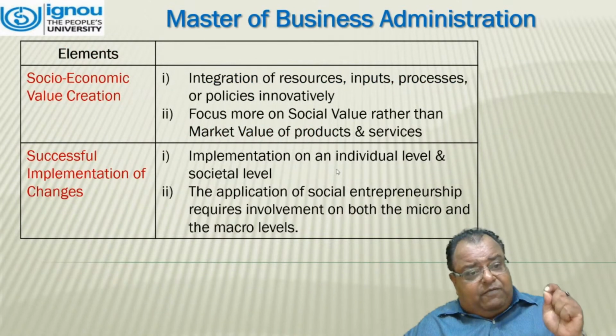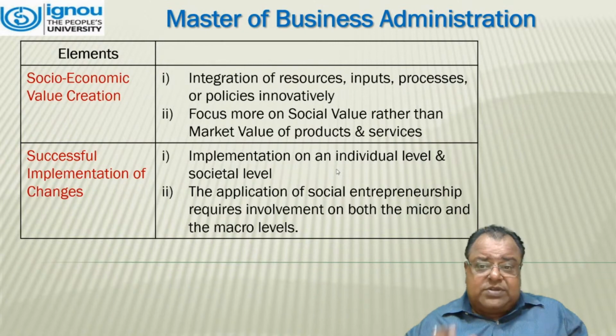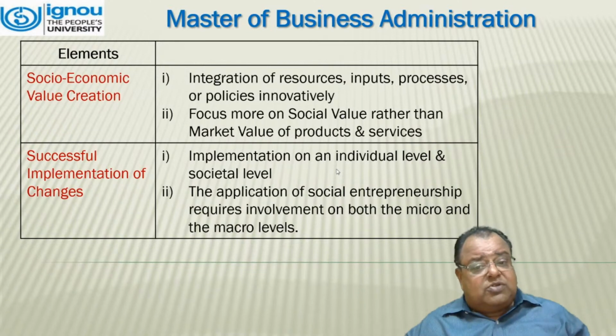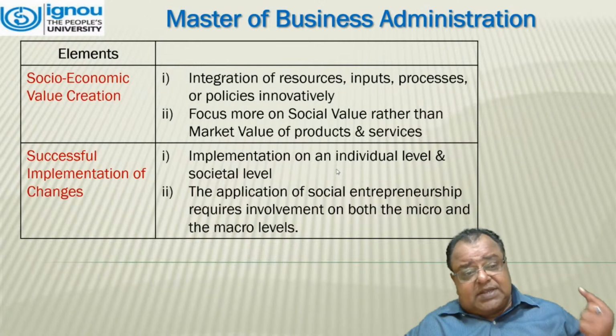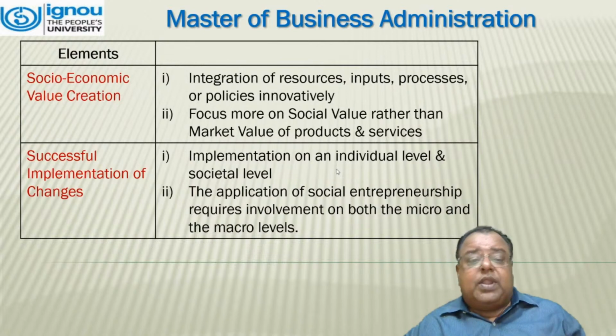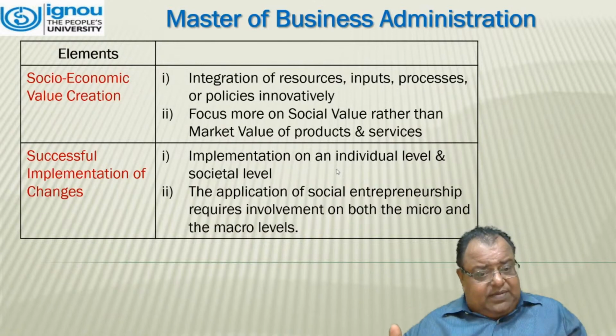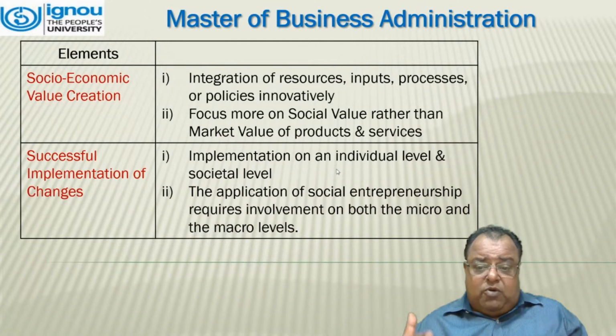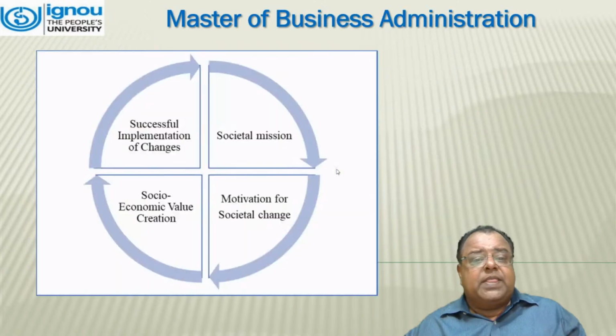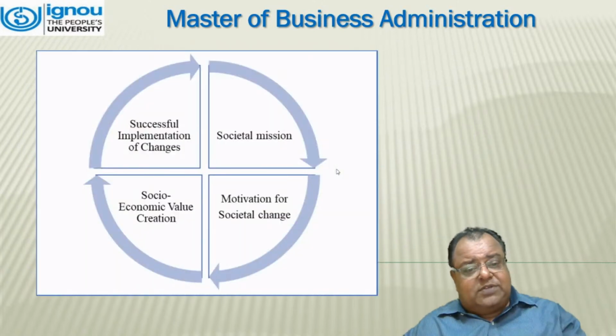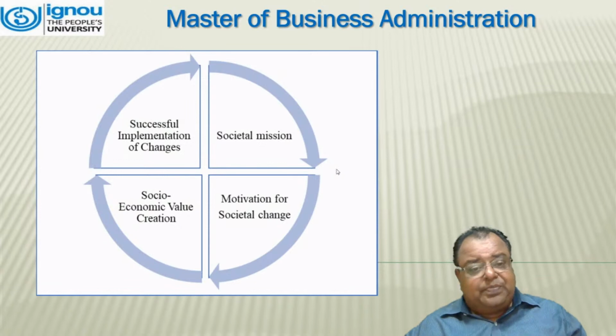Third is social economic value creation. It includes integration of resources, inputs, processes, or policies environmentally, focusing more on social values rather than market values of products and services. The fourth one is successful implementation of the changes, at an individual level and society level. The application of social entrepreneurship requires involvement of both micro and macro levels. Here we can see how all these four activities are connected.